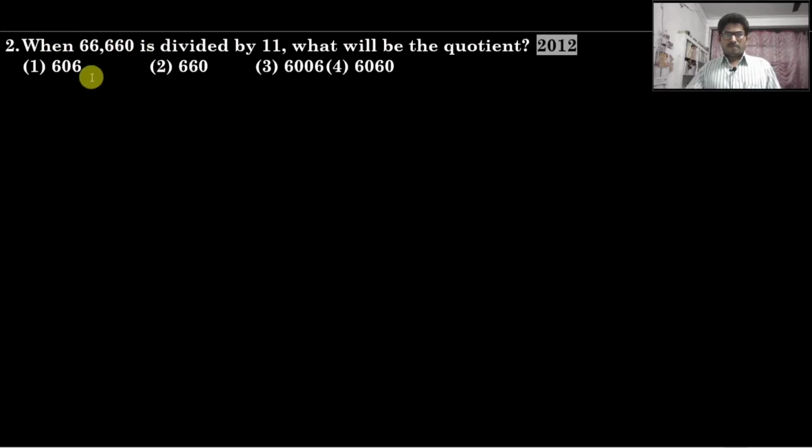Second problem. When 66,660 is divided by 11, what will be the quotient? We have to find the quotient. To find the quotient, we can divide or we can cancel.